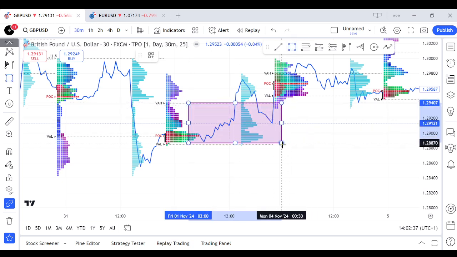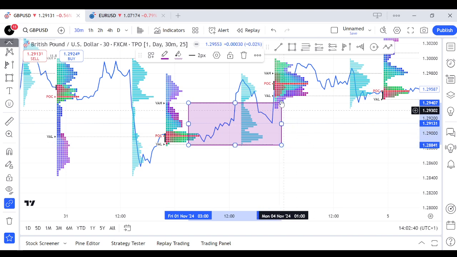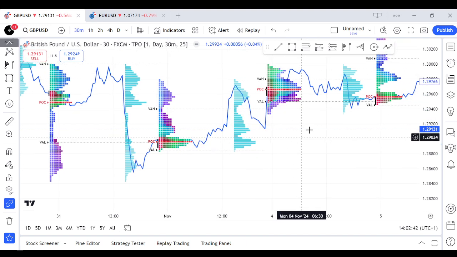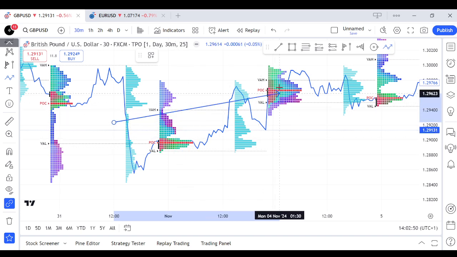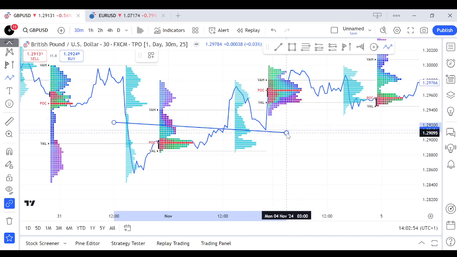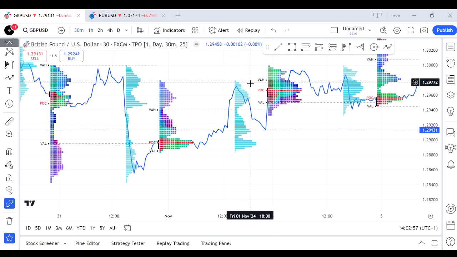You just mark it like this. So I'm just going to delete that. This is it, the value area high, value area low, value area high, value area low per time. So the next key component is the initial balance.